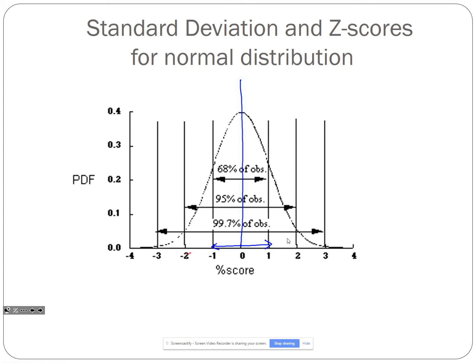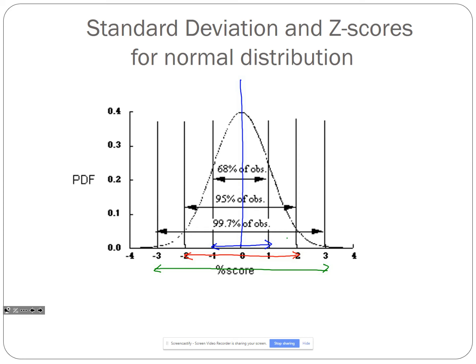Within 2 standard deviations to the mean, -2 meaning 2 less than to 2 more than, includes 95% of all observations if it's a normal distribution. 95% should include most of your data. And then between 3 standard deviations, negative being 3 less than the mean, positive being 3 more than the mean, you should capture 99.7% of all of your observations.